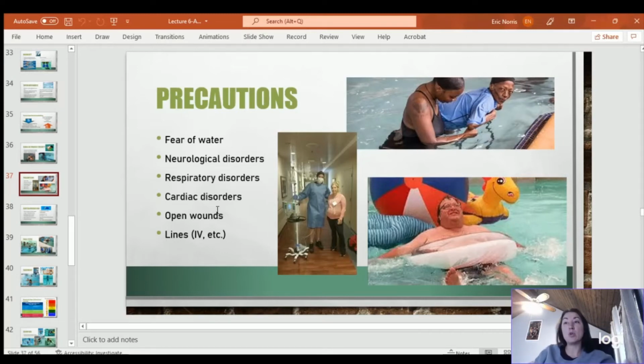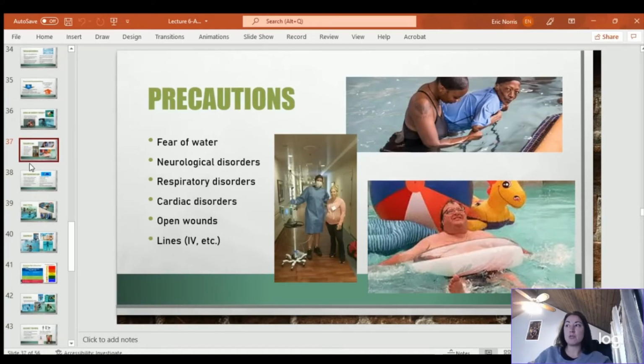If they have open wounds, absolutely do not take them in the water. They're at a high risk of infection and spreading that infection to others as well. And then if they have lines like IVs and things. Now, sometimes you can with a catheter. If they have an in and out catheter, you can take it out. Some certain wounds, you can get certain dressings that are waterproof that you can cover. So it's a precaution because you may have a way around it, but in general, those patients, you need to be cautious about doing aquatic therapy.